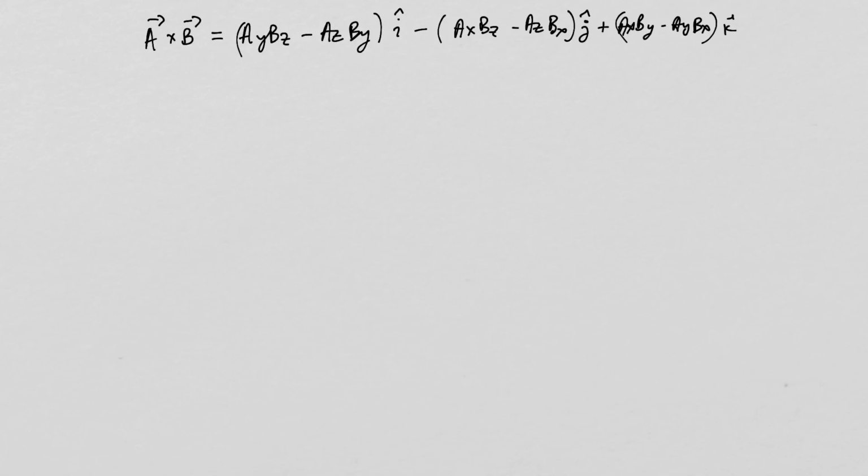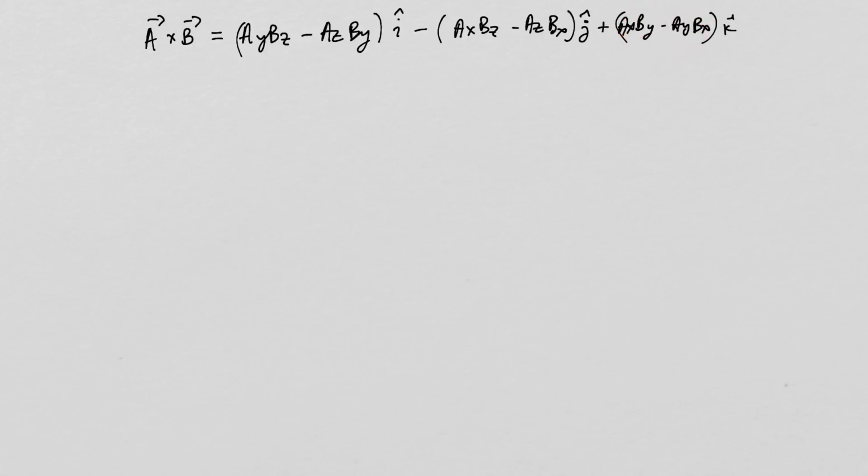So the final result of the cross product is a vector that has an x component that's calculated as the sum of 2 terms, a y component that's calculated as the sum of those 2 terms, and a z component that is calculated as the sum of those 2 terms.